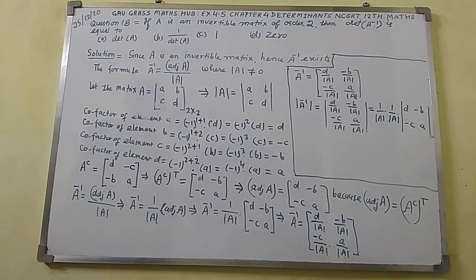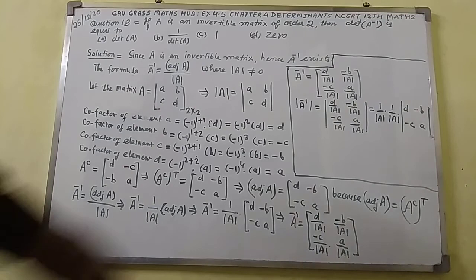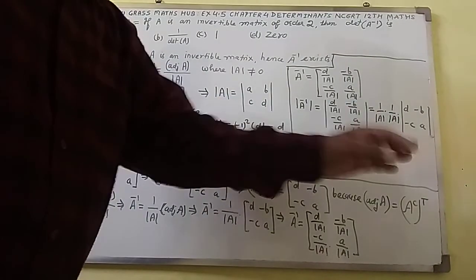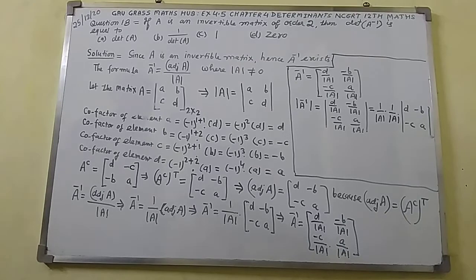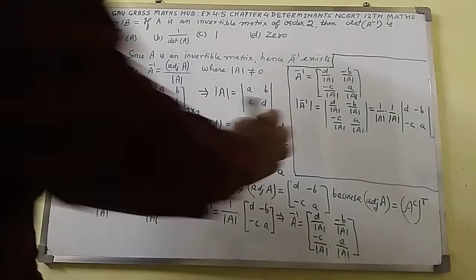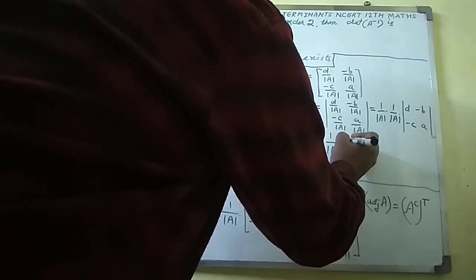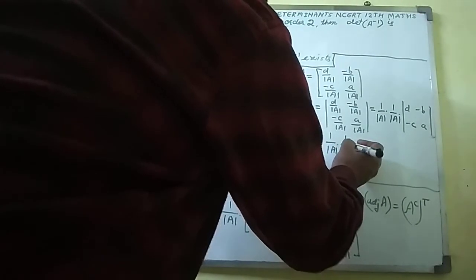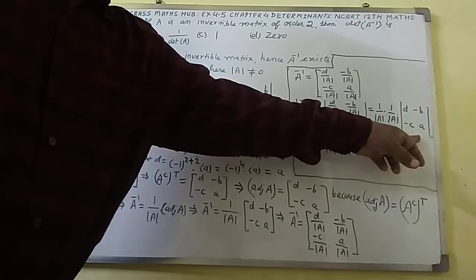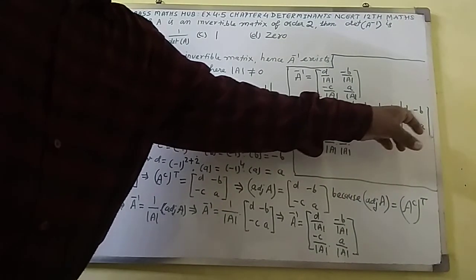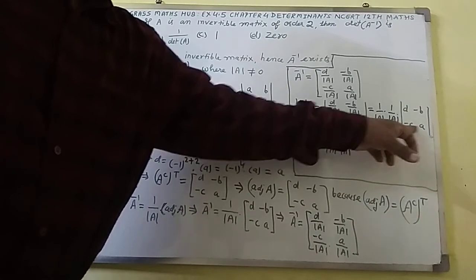What to do next? Here you have got 1 over det A, 1 over det A. So here I shall write determinant of A inverse equal to 1 over det A dot 1 over det A, and here you can see this determinant: elements of first row d, minus b, elements of second row minus c, a.